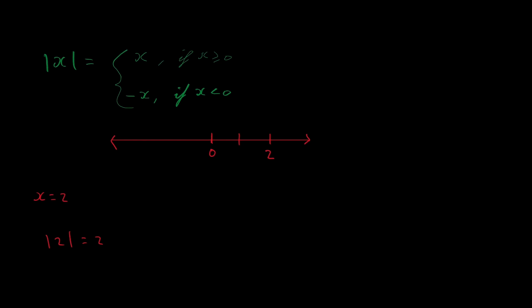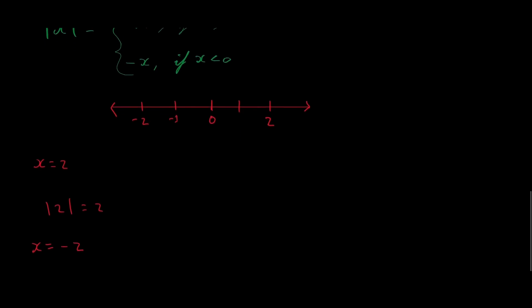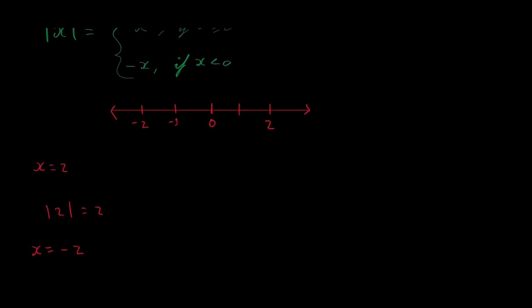Okay, well, it's straightforward enough, but consider this. What if x equaled negative 2? So here would be negative 1, and here would be negative 2. Okay, well, note that negative 2 is also 2 units away from 0. Okay, so its distance from 0, the absolute value of negative 2, is also going to be 2.